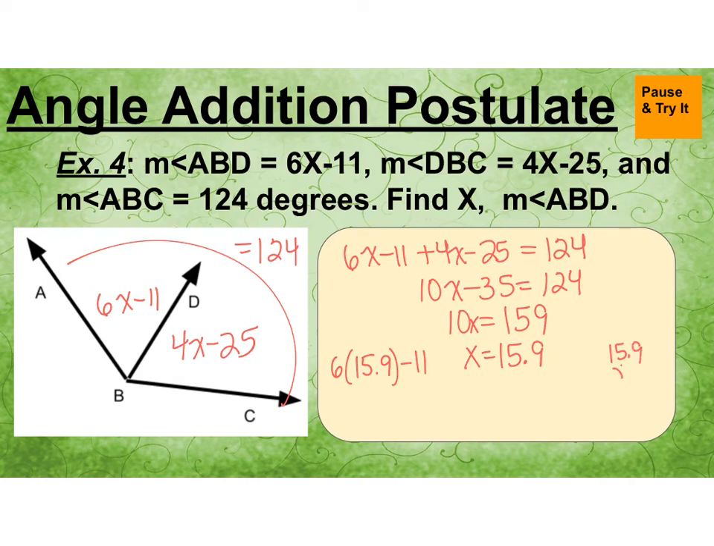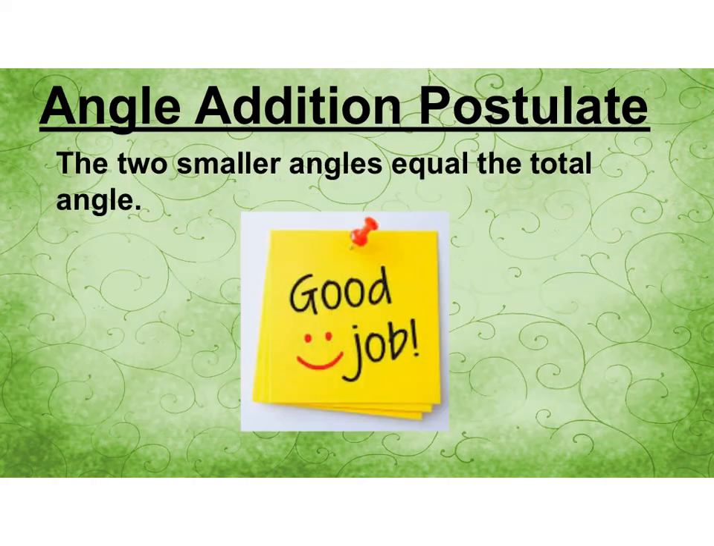So then when I figure out ABD, I'm going to do 6 times 15.9 minus 11. I'm going to multiply that out because I don't have my calculator. 95.4 minus 11, 84.4. And that could make sense for ABD. So the measure of angle ABD is 84.4 degrees. The angle addition postulate. Basically, it's the two smaller angles add up to equal the total big angle. Good job.